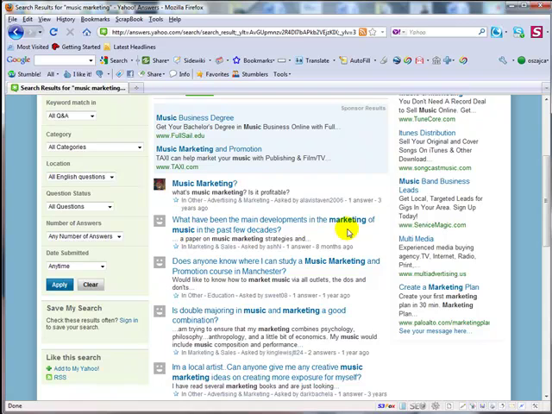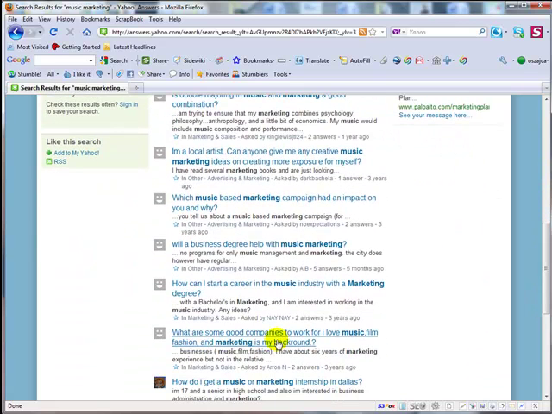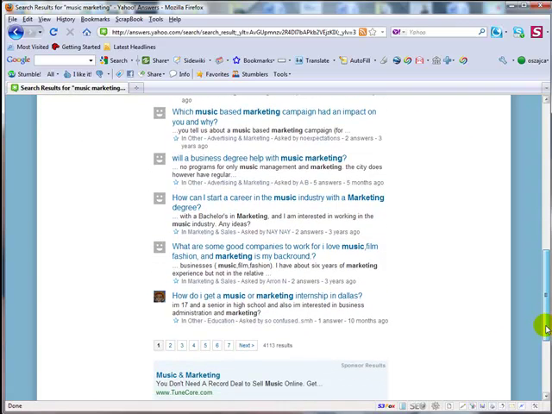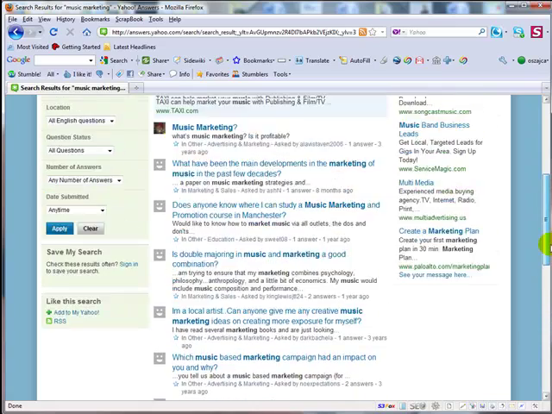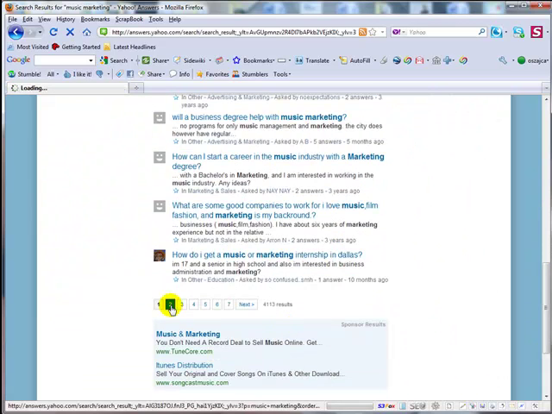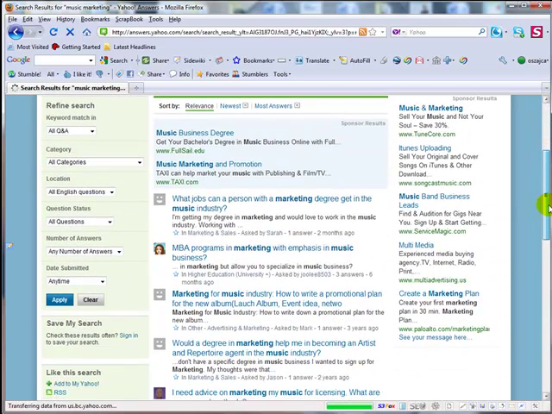What have been the main developments in the marketing of music in the past few decades? Does anyone know where I can study music marketing and promotion course in Manchester? Let's see, what else they got here. There's a lot of people asking about career stuff. There's a lot of people asking about location specific stuff. This has actually changed even since yesterday when I did my search. Again, jobs.